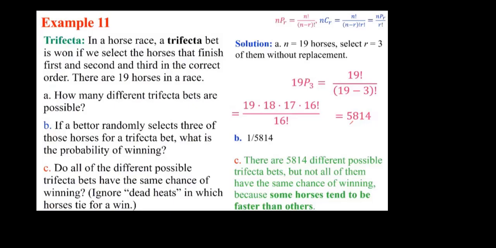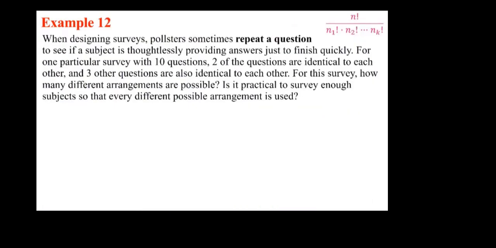Let's look at the next example. When designing surveys, pollsters sometimes repeat a question to see if a subject is thoughtlessly providing answers just to finish quickly. For one particular survey with 10 questions, 2 of the questions are identical to each other, and 3 other questions are also identical to each other. For this survey, how many different arrangements are possible? Is it practical to survey enough subjects so that every different possible arrangement is used?